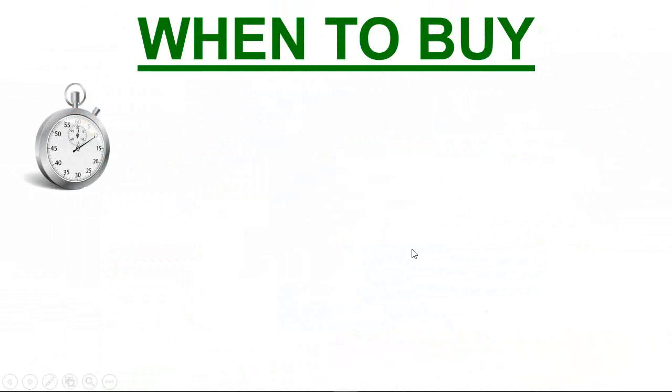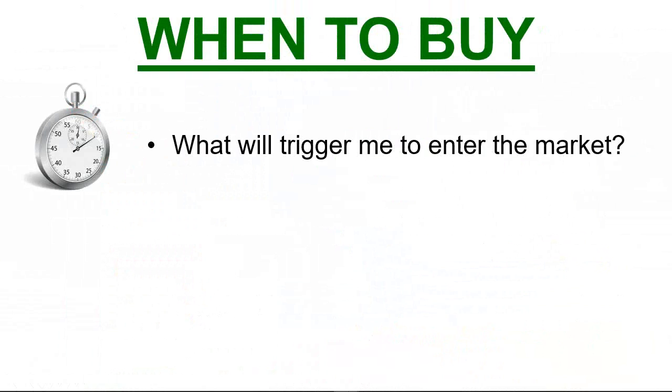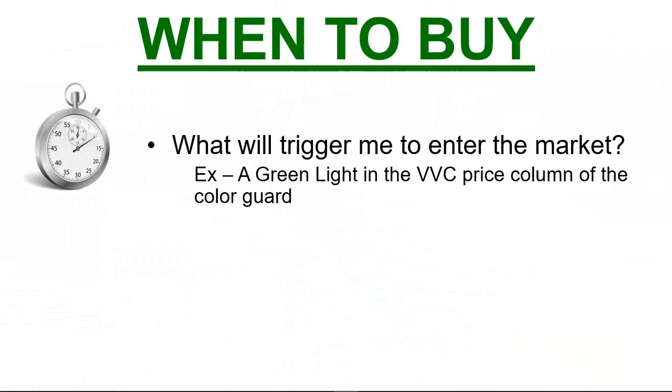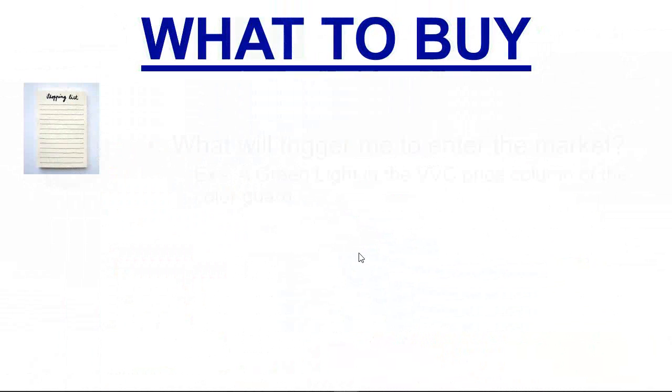Okay, when to buy. The first thing you have in your plan is what will trigger me to enter the market. For example, maybe a green light in the VVC price column of the color guard. If you don't want to take a lot of risk, maybe you use the confirm calls. But this is part of your trading plan. What's going to trigger me to enter into the market? And that's going to be the market timing system that you feel most comfortable with.